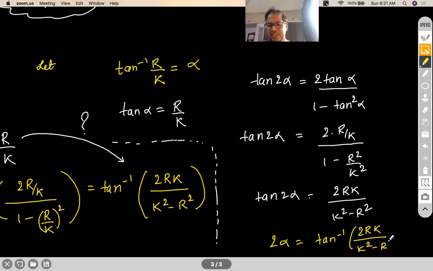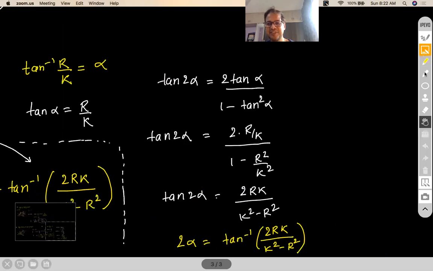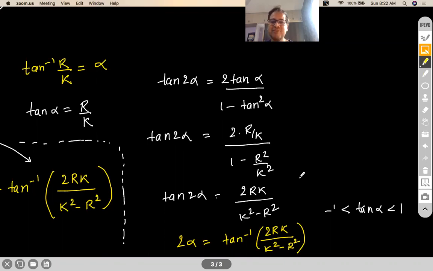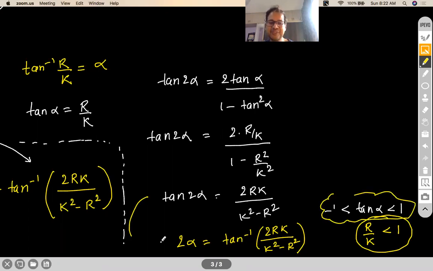Now again, this result is not that easily obtained from the inverse trigonometry point of view, because tan inverse of tan theta necessarily doesn't mean theta. But here in this case, all the required conditions are met. Normally, we write this when x, in this case tan alpha, lies between minus 1 and 1. Here the same role is played by r by k. This is definitely more than minus 1 because it's the ratio of two positive quantities, and it has to be less than 1 because the length of the tangent will always be more than the radius of the circle. Only when this condition is met can we write from this step to this step, and here that condition is met.